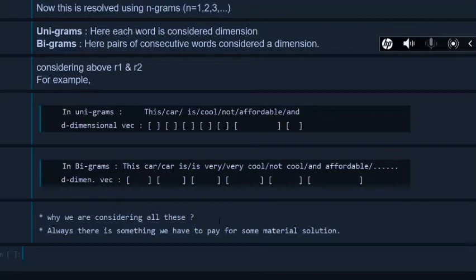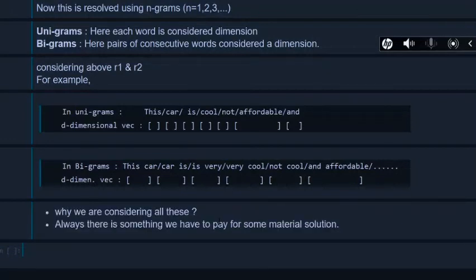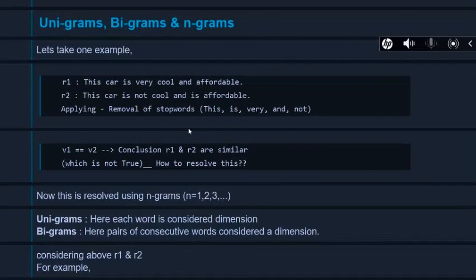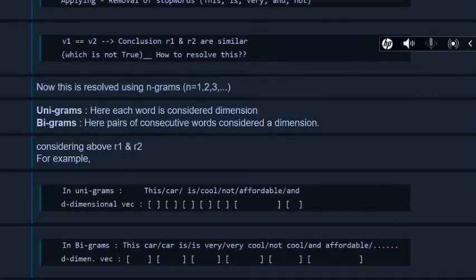Now, why are we considering all these unigrams and bigrams? We had already discussed the reason: in bag of words, it completely discards the sequential information. In bag of words we are considering the unigram method, where the d-dimensional vector considers each word as one dimension, so the sequential information is lost.